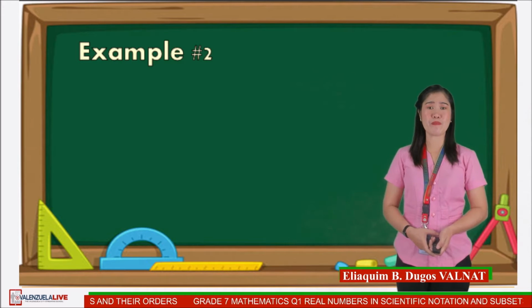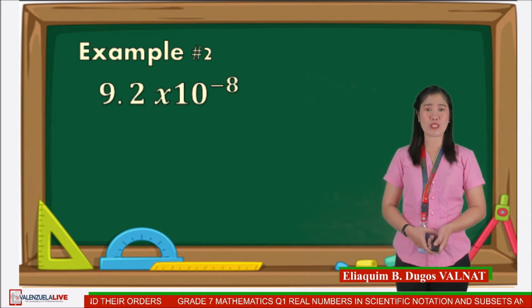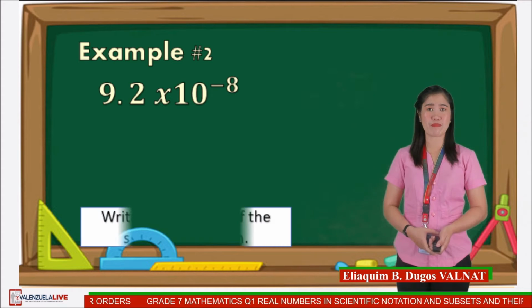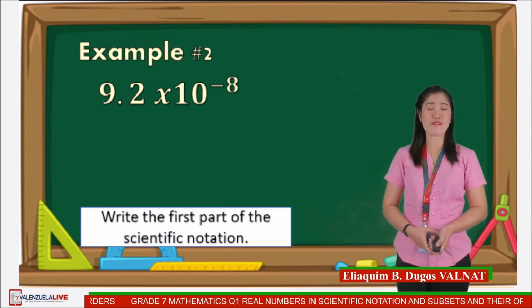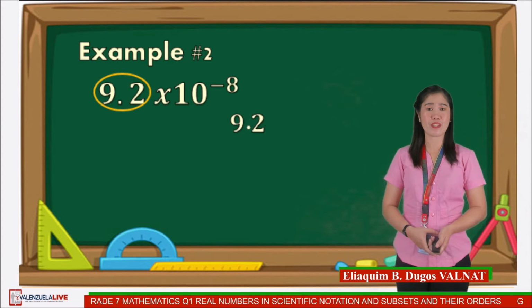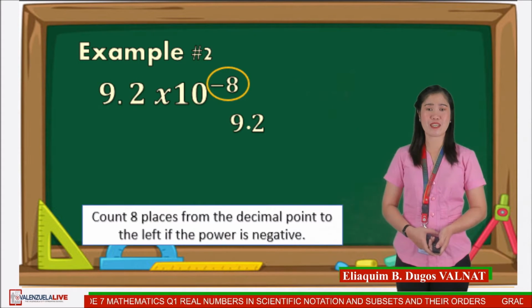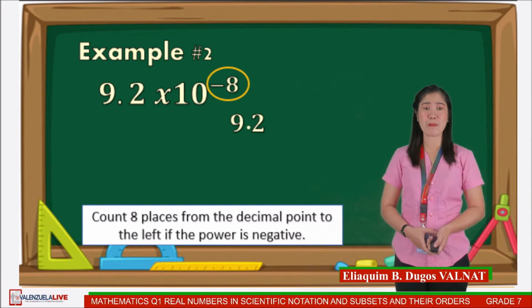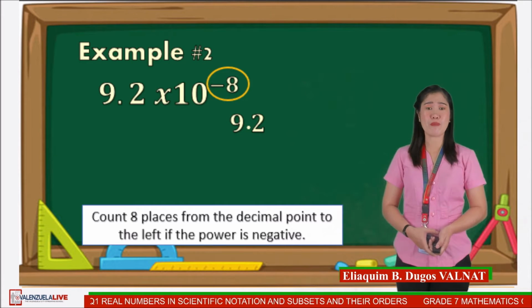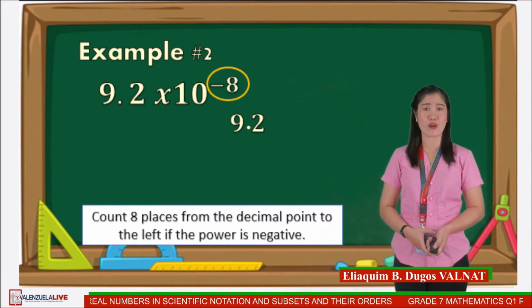Example number 2. Write 9.2 times 10 raised to negative 8 to standard notation. First, write the first part of the scientific notation, and that is 9 and 2/10. Next is count 8 places from the decimal point to the left since the value of n is negative 8. And take note, if the value of n is negative, the movement of the decimal point is going to the left.